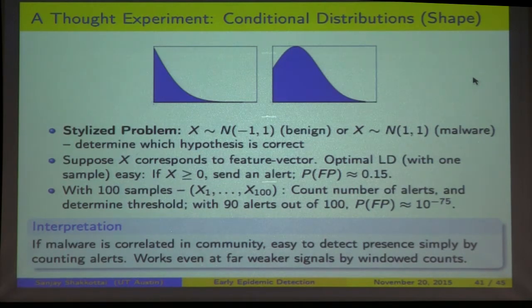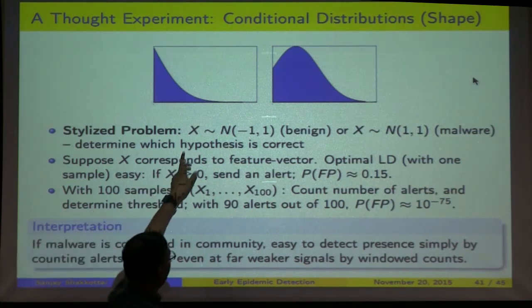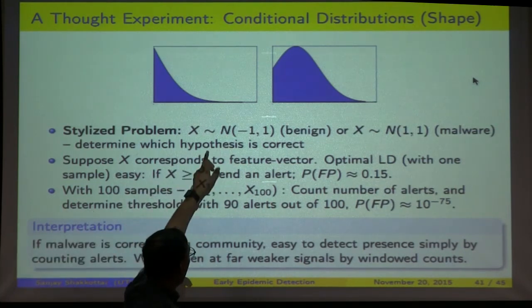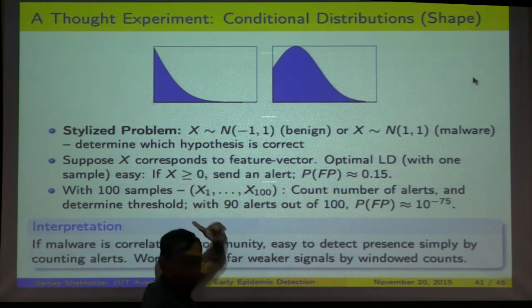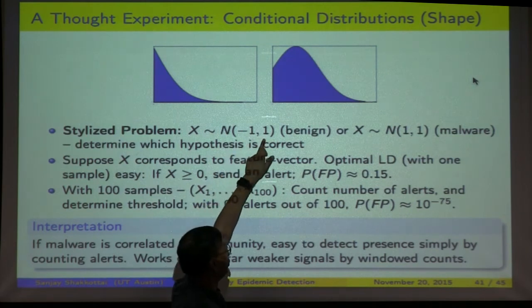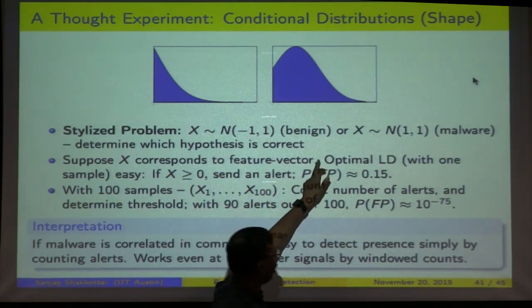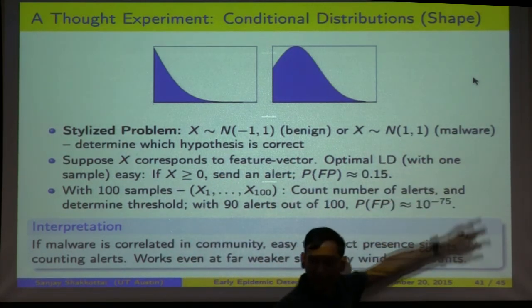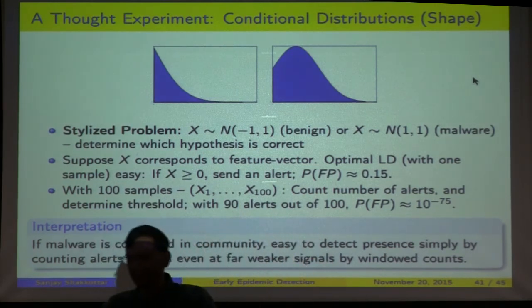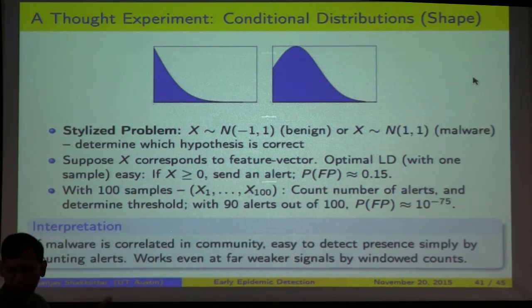I'll switch to a stylized problem, and you'll see the connection in a minute. Suppose you've got n nodes. Suppose you have 100 nodes. All of them have one real number associated with them. They're all Gaussian with mean minus 1, variance 1, which we call benign, or all of them are Gaussian with mean 1, variance 1, malware. This is a very, very strong thing: everybody has malware or everybody is benign. This is just a thought experiment.